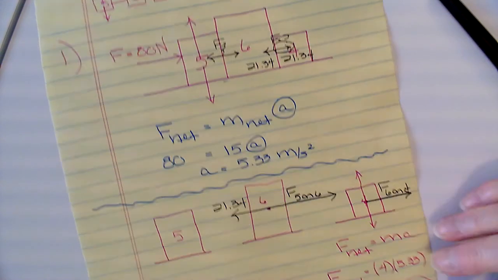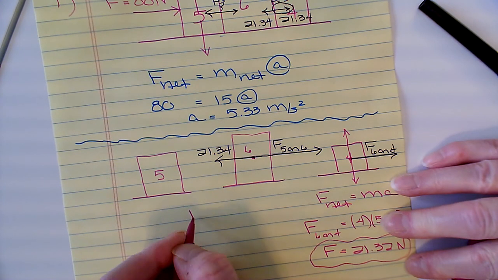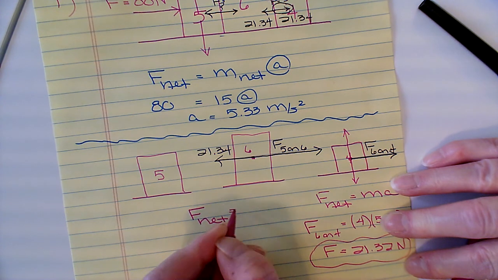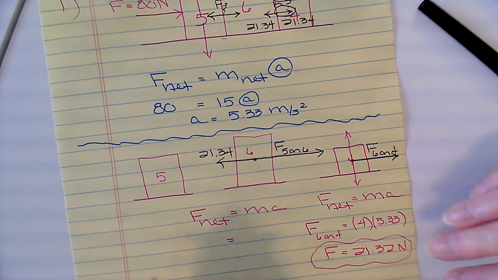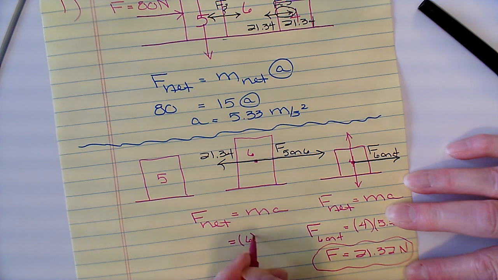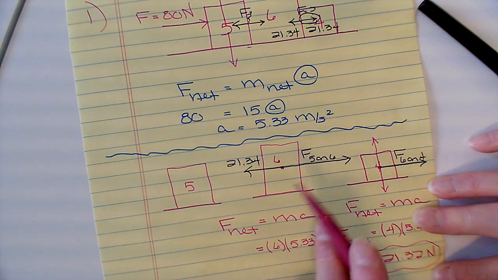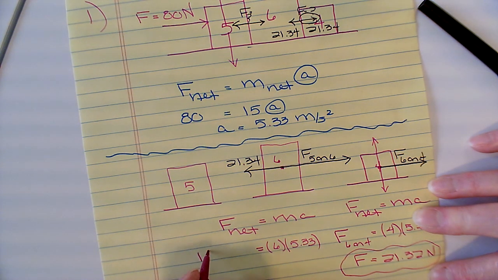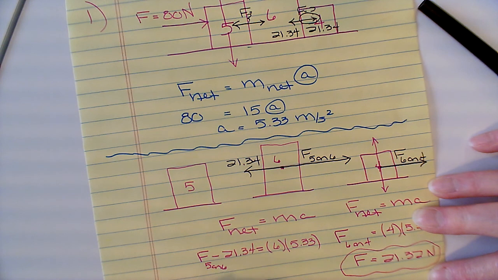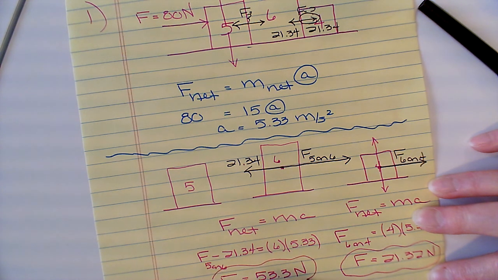And then I'm going to do my F net equals MA. And let's do again the easy part. We know that the mass is 6. We know that the acceleration is 5.33. And my F net will be the big arrow minus the little arrow. So this is going to be the force of the 5 on the 6 minus 21.34. And we find out that the force of the 5 on the 6 is 53.3 newtons. So I'll circle that.